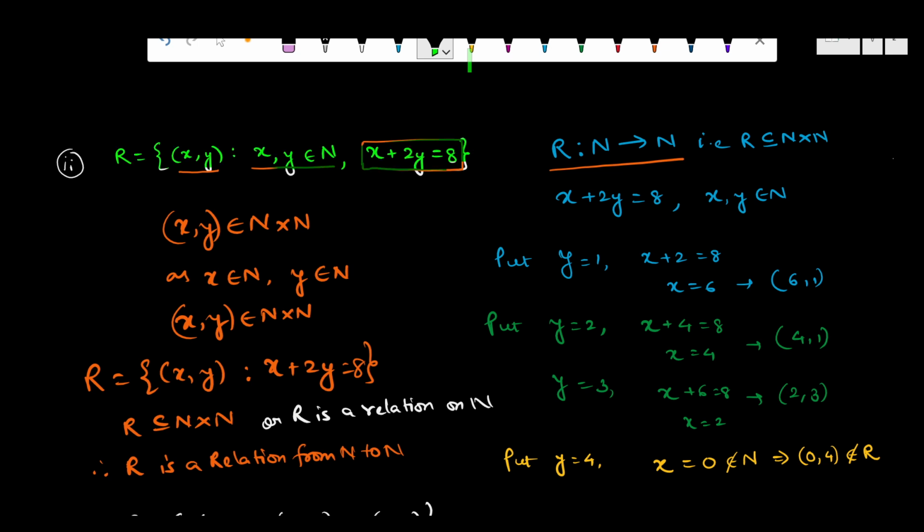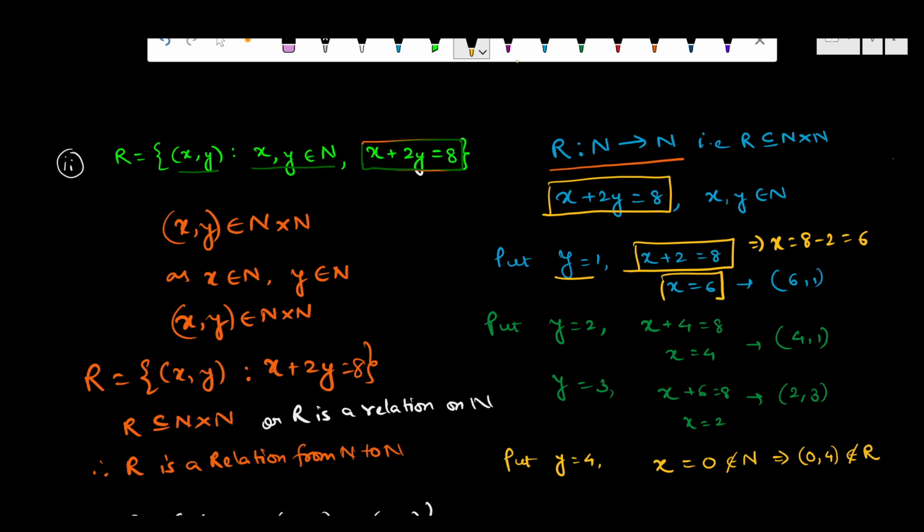Now this condition must be satisfied by this ordered pair. Now see here, put y equals 1 in this condition, then x plus 2 into 1 equals 8, meaning x plus 2 equals 8, meaning x equals 8 minus 2, which is 6. So we get the first pair as (6, 1).